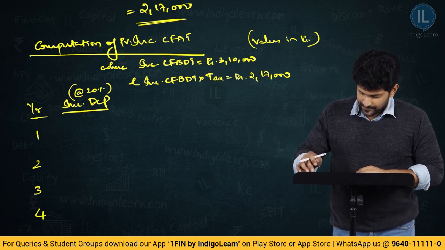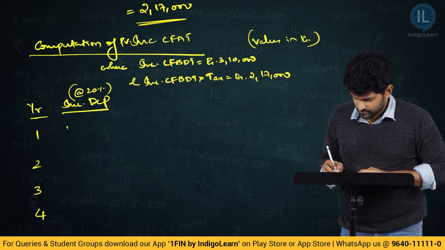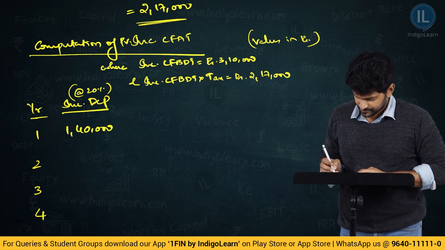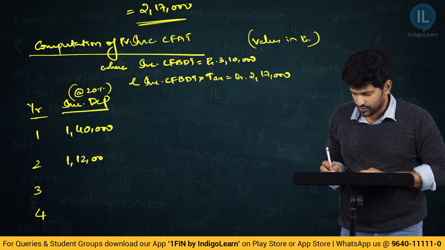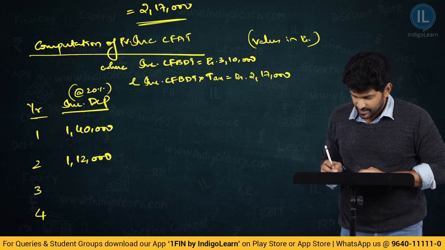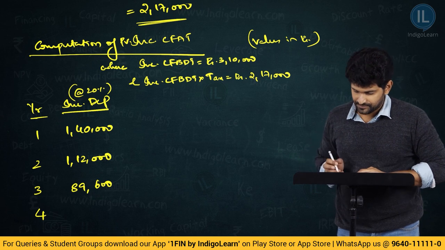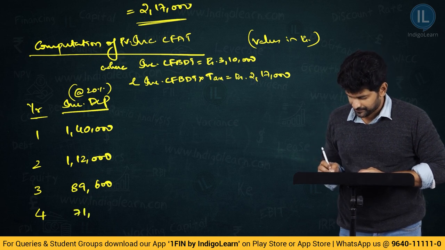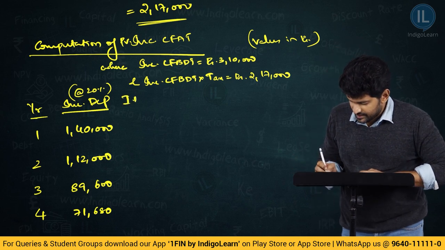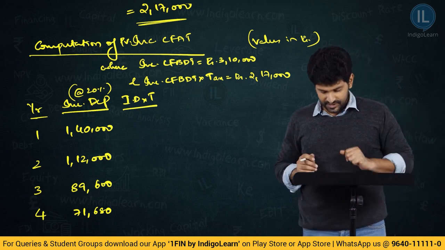Now, 7 lakhs into 20%, 1,40,000, minus 20%, 1,12,000, minus 20%, 89,600, minus 20%, 71,680. Now, incremental depreciation into tax at the rate of 30%.